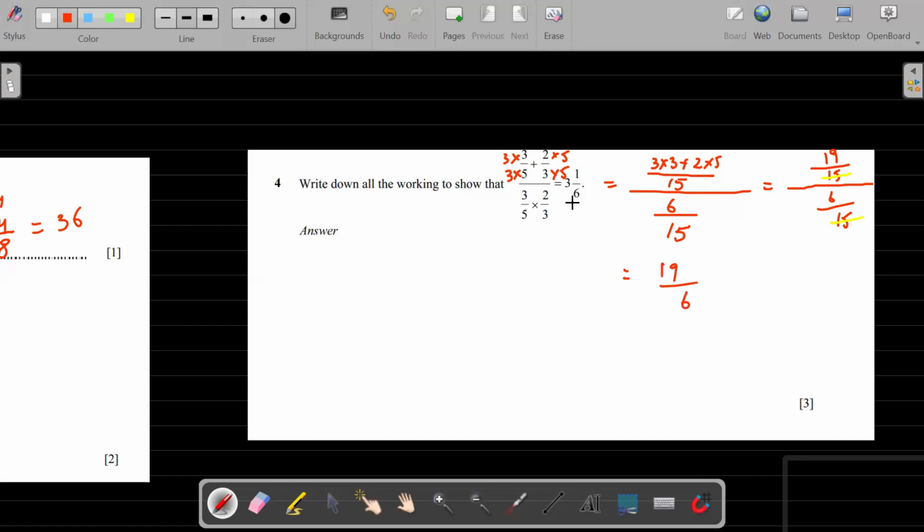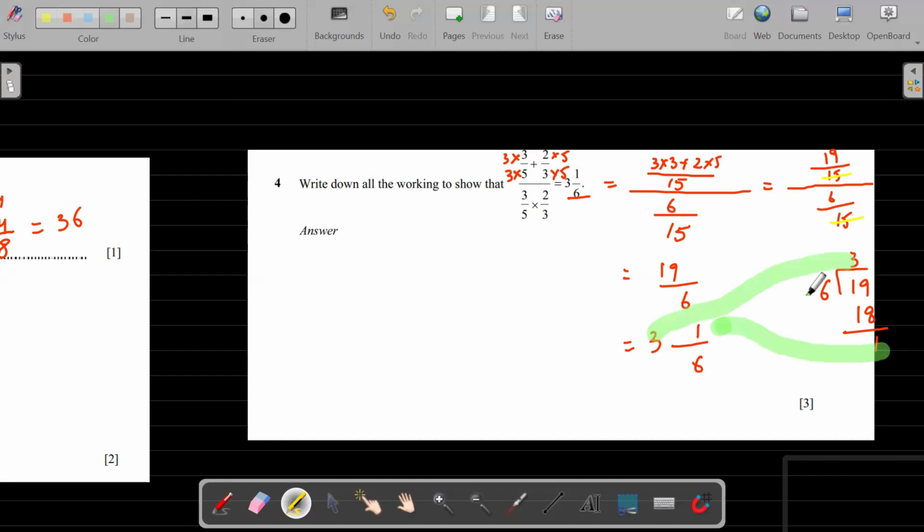Let's solve it because we need to show the answer in a mixed fraction. So how to solve it? Divide this by 6. 6 threes are 18. 1 is left. So how to write it as a mixed fraction? 3 and 1 by 6. This 3 is going to come here and this will be here. In this way, we can write our mixed fraction. That is the way to write it.